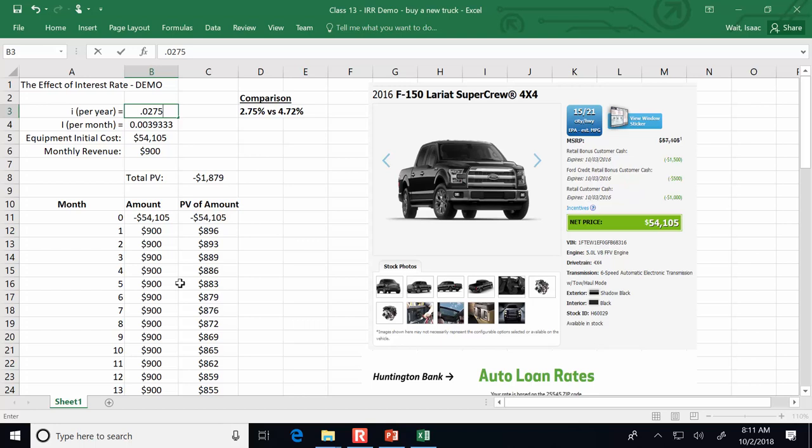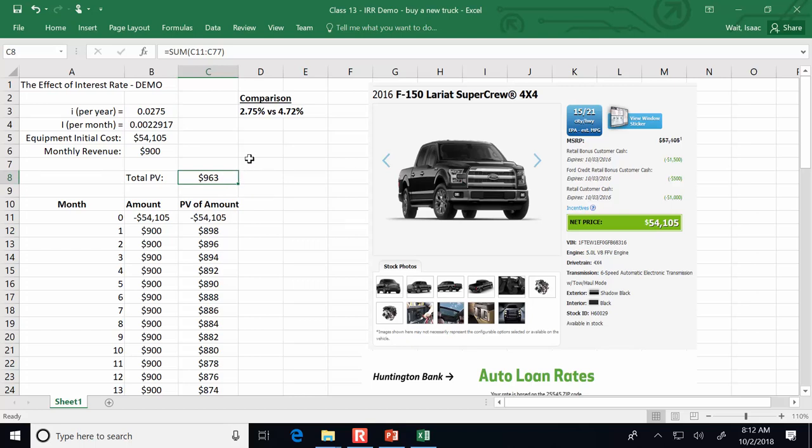So 2.75 instead of 4.72. So now, if I just undo that, let's check year 10. So year 10 was 865 when the interest rate was 4.72. But that year 10 goes from 865, now it's 880. So each of those future amounts is discounted less with a lower interest rate. So that means those amounts in the future are worth a lot more when you take it all to the present. And so now this business opportunity becomes a net positive.